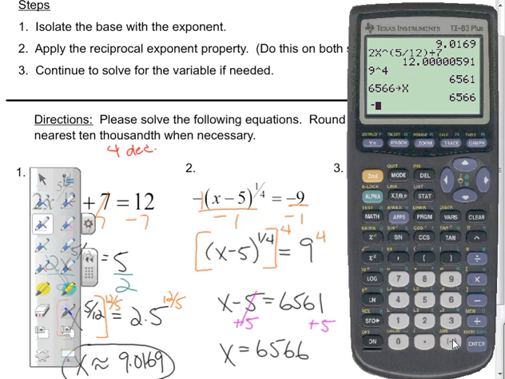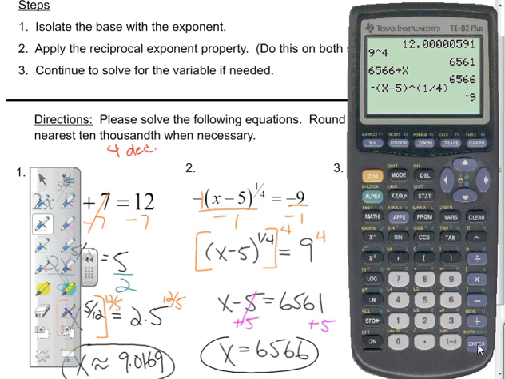So we've got the opposite of the quantity of x minus 5 raised to the 1/4 in a group, and I'm hoping that I get a result of -9, which I do, which makes me realize that this is in fact the correct answer.